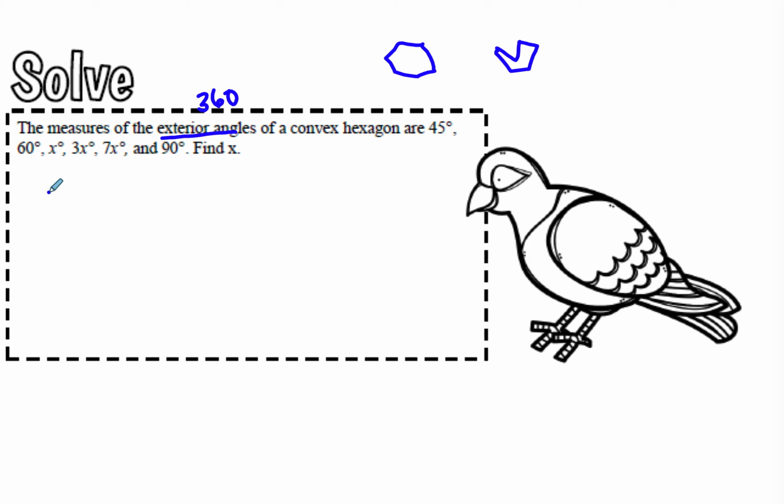Okay, so now we're ready for our equation. 45 plus 60 plus x plus 3x plus 7x plus 90. Those are all the exterior angles, and because it's exterior, they're going to equal 360. Okay, go ahead and pause the video and solve that equation.